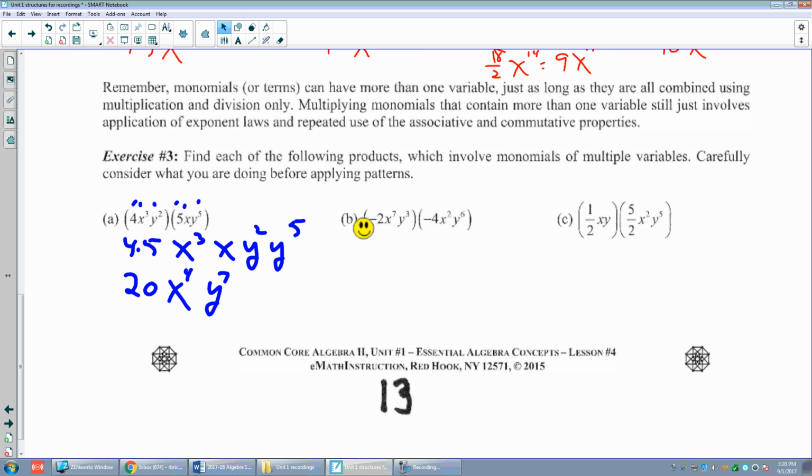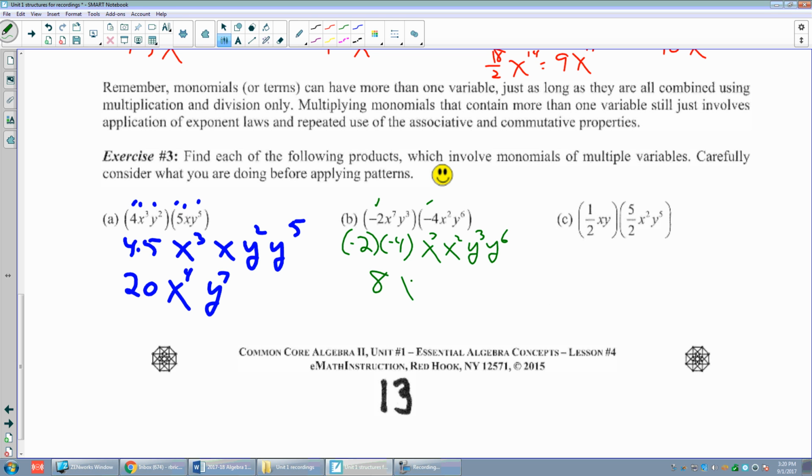So no addition or subtraction. So let's try -2 times -4. I'm just commuting, changing the order, changing the association. X to the seventh, x squared, y cubed, y to the sixth. 8x to the ninth. What am I doing? It looks like I am adding exponents and multiplying coefficients. Coefficients, number in front.